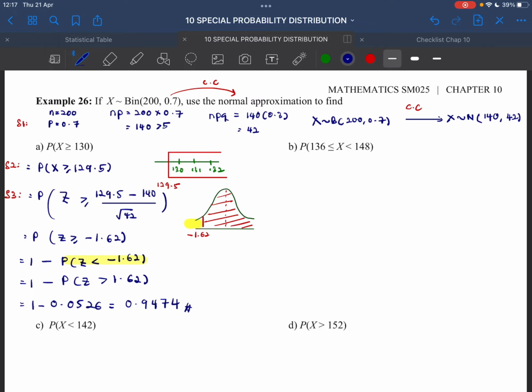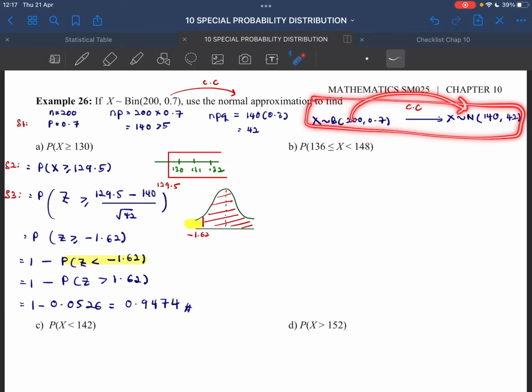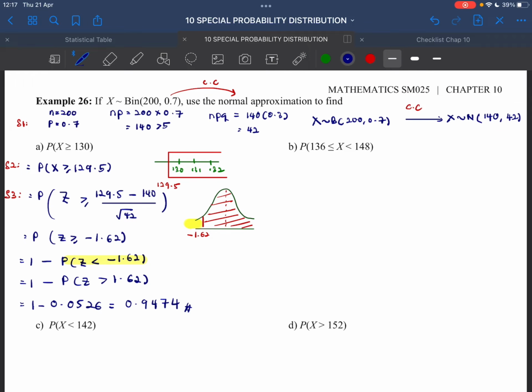Let's see this one. With the same distribution, which we have already changed from binomial to normal, we have to do CC. The first step we have already done, our n, np and npq. The second step is to change our X. Here we have a number line, 136 to 148. 136 is included, then 137 and so on up until 147, because 148 has no equal sign here.